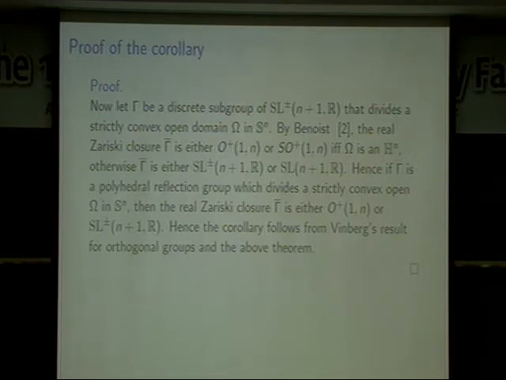So if gamma is a polyhedral reflection group which divides a strictly convex open Omega, then the real Zariski closure is either O(n,1) or SL plus minus n plus 1 R, since it contains a determinant minus 1 element. So the corollary follows from Bimbo's result for orthogonal groups and the above theorem.